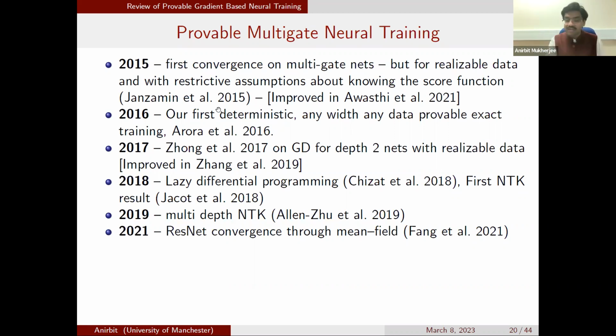2021 is when the ResNet convergence was shown through mean field. So high depth mean field was not clear till 2021. This was Kong-Fang et al. Kong-Fang was sitting next door to me basically when he published this proof. So this was done in high depth ResNet. They were able to get mean field convergence. So this is a very short survey of 500 papers in the field.